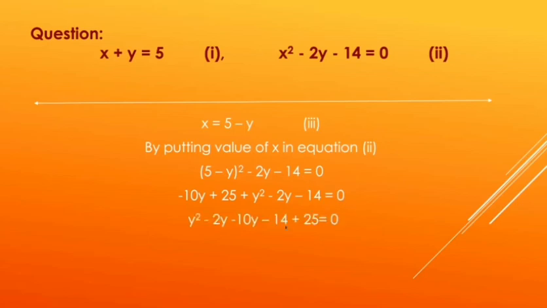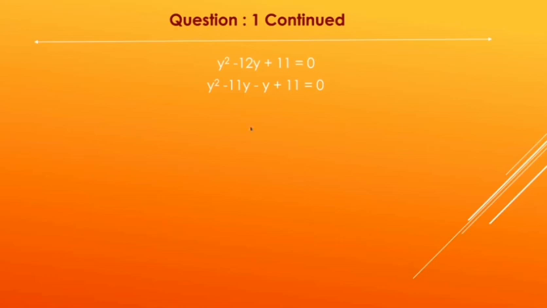Now after simplification we will get y^2 - 2y - 10y - 14 + 25 = 0. We have rearranged the values here, and after adding like terms we have y^2 - 12y + 11 = 0. Now we will solve this equation by middle term breaking. You know very well that for 11 we need a product of 11y^2, so it will be written as y^2 - 11y - y + 11 = 0. 11 ones are 11 and 11 plus 1 is 12.